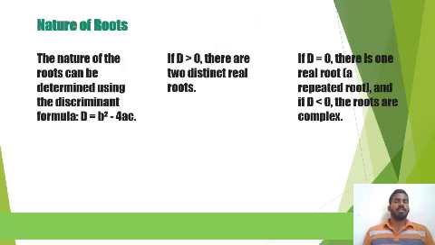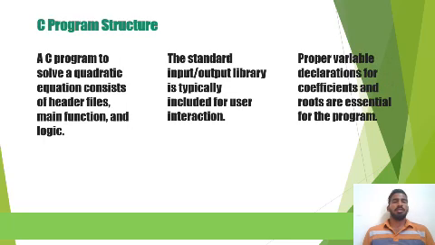Nature of roots. The nature of roots can be determined using the discriminant formula D = b² - 4ac. If D is greater than 0, there are two distinct real roots. If D is equal to 0, there is a repeated real root, and if D is less than 0, the roots are complex.